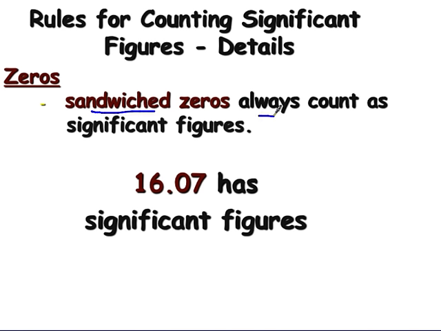Okay, sandwiched zeros. Sandwiched zeros always count as significant. So if you're counting the values in this one, 1, 2, this 0, because it's sandwiched in, is counted. So 3, 4. This measurement would have 4 significant figures. It doesn't matter how many are sandwiched either. This value could have been 16007. Then it would be 5 Sig Figs instead of 4. So no matter how many are in there, as long as you have non-zero digits on either side, then they are significant.